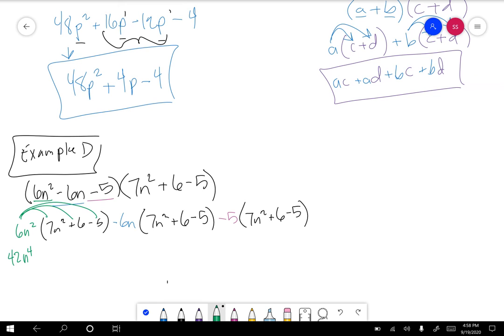Now we have 6n squared. I'm sorry, I forgot an n here. There's supposed to be an n there. My bad. Don't worry, I'm with it. All right, 6n squared times 6n. So 6 times 6 first, coefficients first, is 36. Then we have n squared times n, which would be like n to the first power. So add the exponents. 2 plus 1 would be 3. So n to the third power. Then we have 6n squared times negative 5. So negative 5 times 6 will give us negative 30.